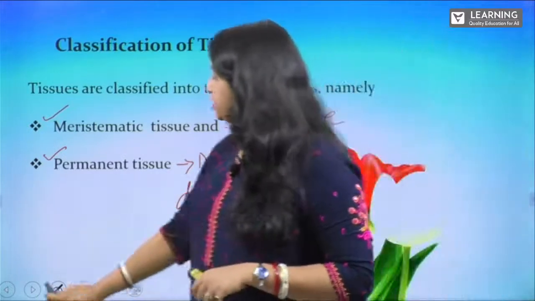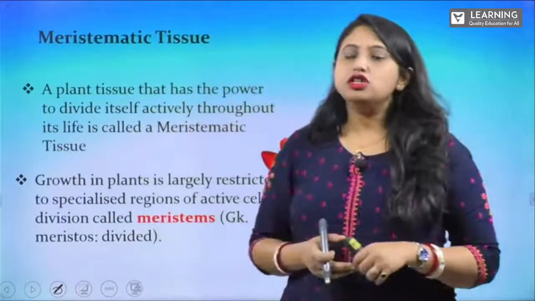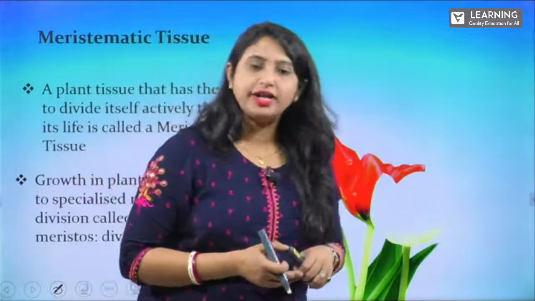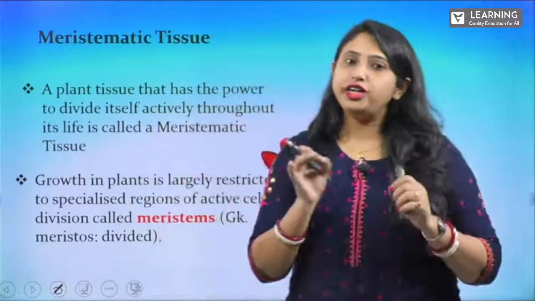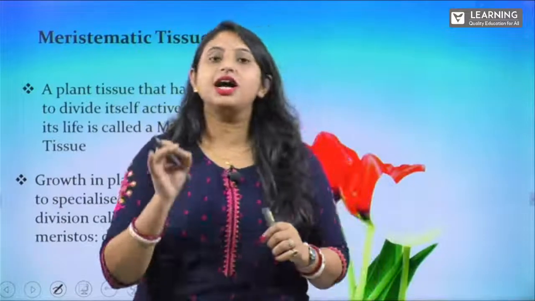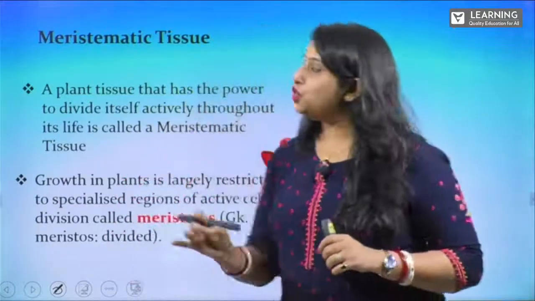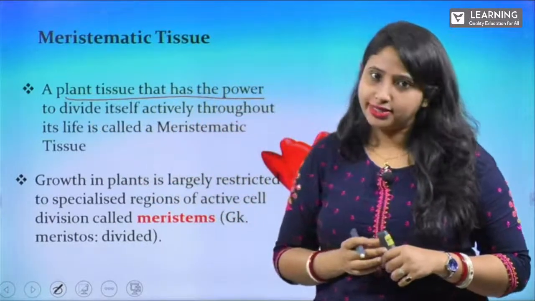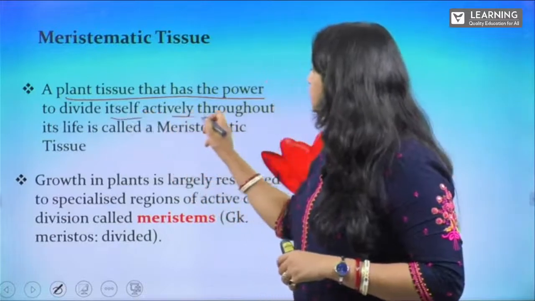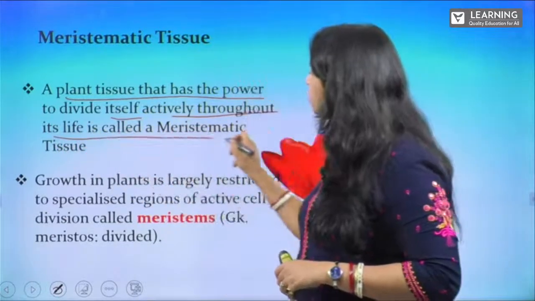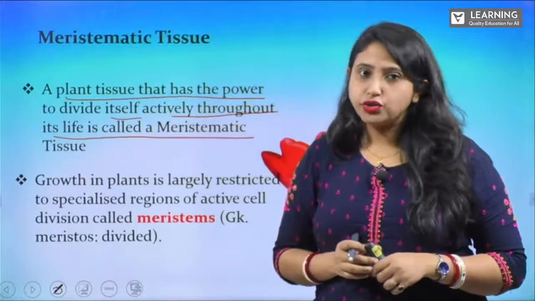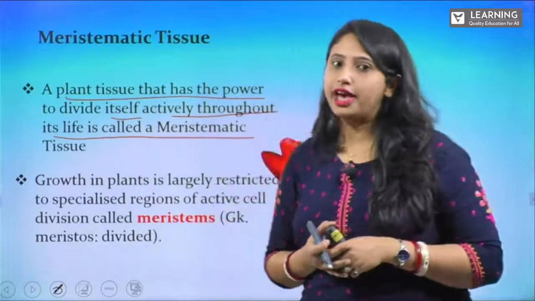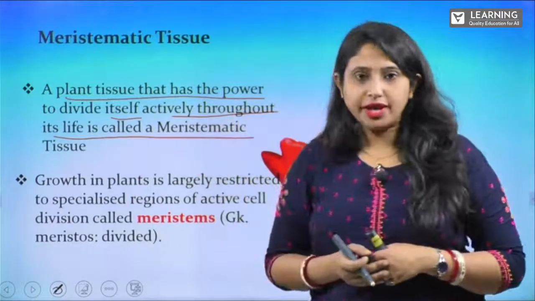Let's learn meristematic tissue in detail. These are the tissues which have the capacity to divide, and they are actively dividing cells. These cells are undifferentiated. A plant tissue that has the power to divide itself actively throughout its life is called a meristematic tissue.